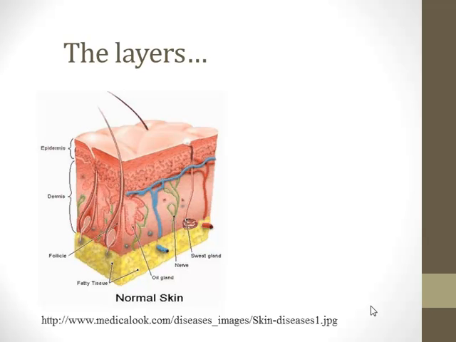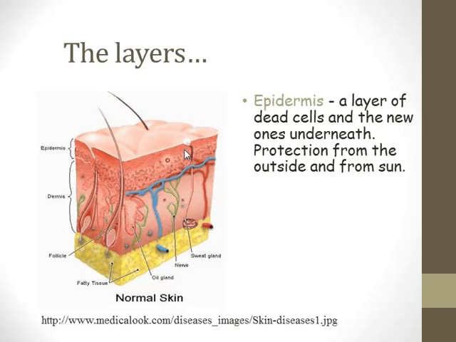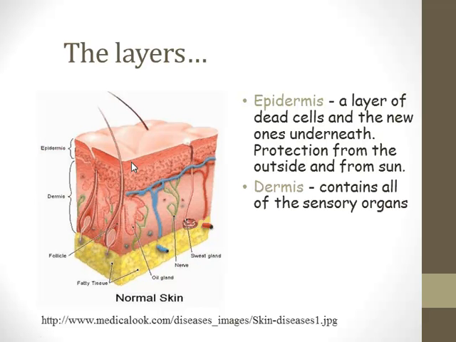Now, let's start talking about its structures. We know skin has layers, and the first layer is this epidermis right here. A lot of this is dead cells, and underneath it is where we would find the new ones. This acts as protection from the outside and from the sun. We've also got a dermis.